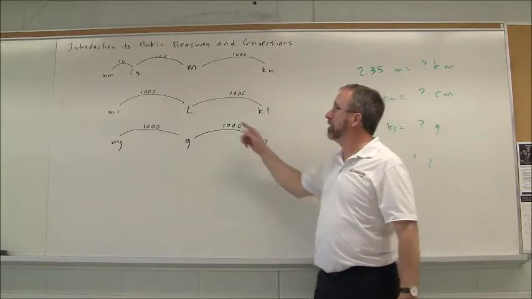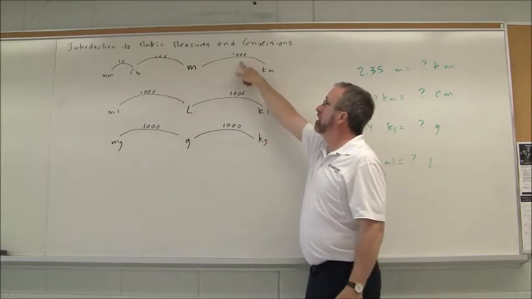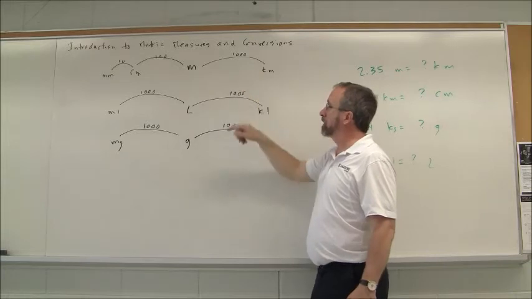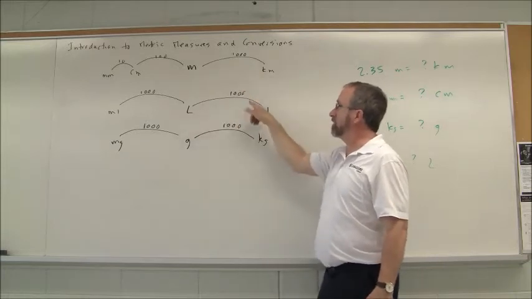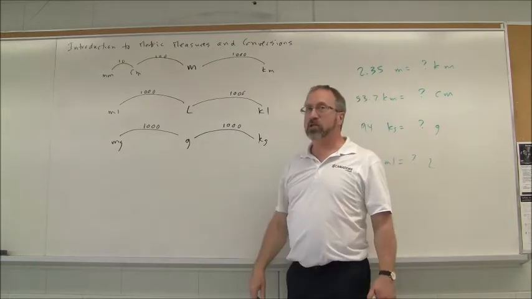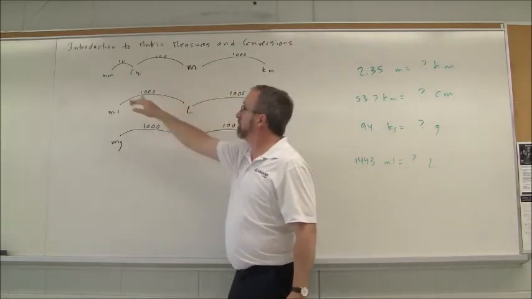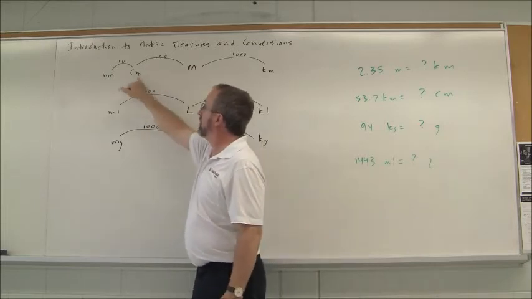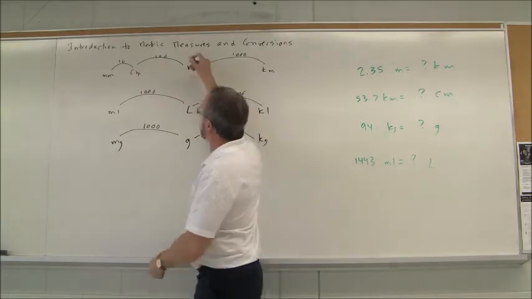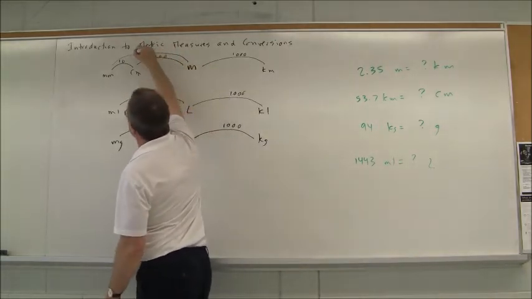For instance, looking at distance, meters to kilometers, the number we will use is 1,000, either multiply or divide. Liters and kiloliters, it's also 1,000. Grams and kilograms, also 1,000. Looking at the other side, meters to centimeters is 100, centimeters to millimeters is 10, and meters to millimeters would be 1,000.